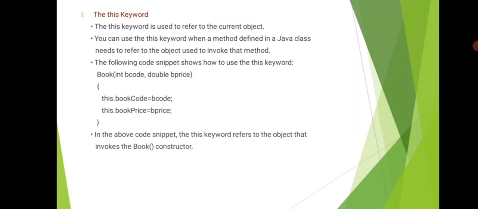Using the this keyword we can also do that. That is, this dot book code is equal to b code, this dot book price is equal to b price. This is always pointing to the current object.